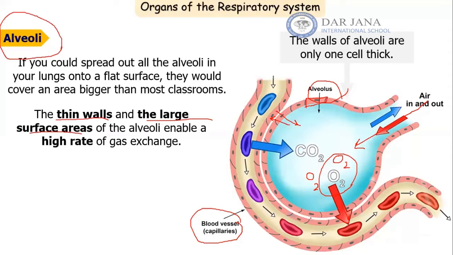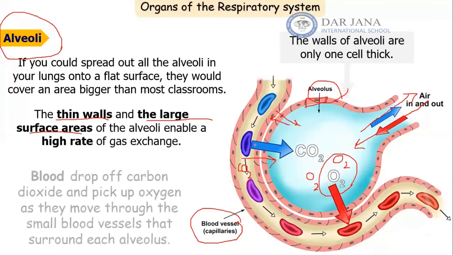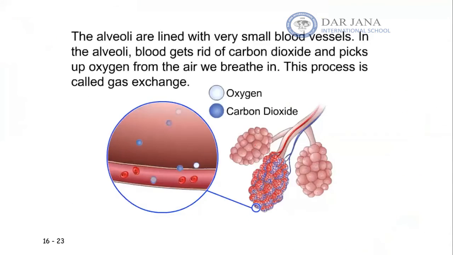Now, on the other hand, remember that the blood vessels carry the carbon dioxide from the cells. So the capillaries, the blood vessels, contain a higher concentration of carbon dioxide. So how would the carbon dioxide diffuse? Correct. Carbon dioxide is going to diffuse from the area of higher concentration, which is inside the blood vessel, into the alveolus. Now, when you exhale, the carbon dioxide is going to go out. So again, the blood is going to drop carbon dioxide and pick up the oxygen.